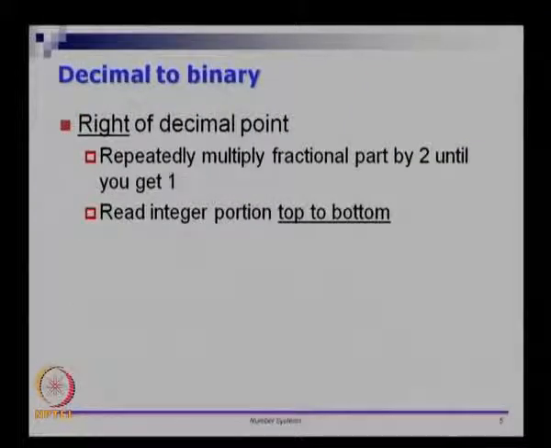Let us see what happens to the right of the decimal point. For the right of the decimal point, we are going to do something slightly different. For the left side we repeatedly divided, for the right side we are going to repeatedly multiply. So for the left side you repeatedly divide until you get a 0 as quotient, and in the right side you repeatedly multiply by 2 until you get 1. Let us see what it is.